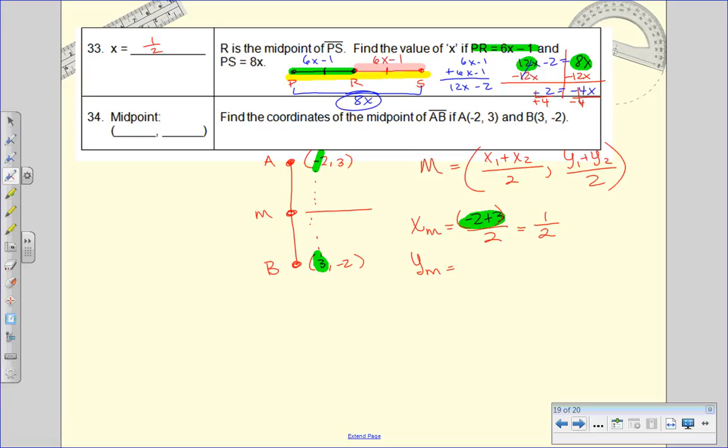My y-coordinate of the midpoint is going to be adding the y-coordinates together and divide by 2. So we have a 3 plus a negative 2 over 2. Again, if I use my calculator, I do the top part first. So 3 plus negative 2 is a positive 1, all that over 2. If you put the whole thing in, must use parentheses. So my midpoint is 1/2 and 1/2.